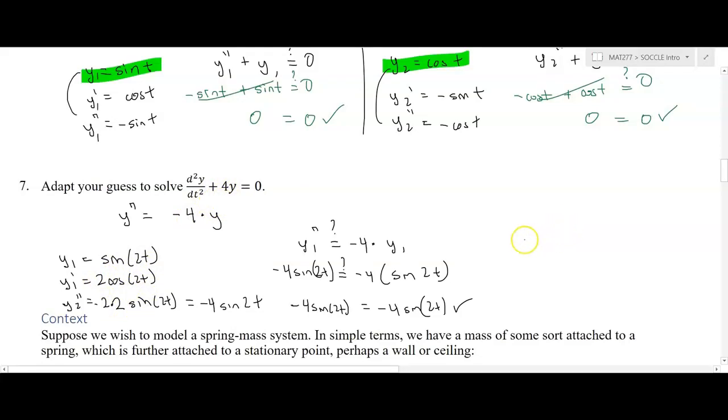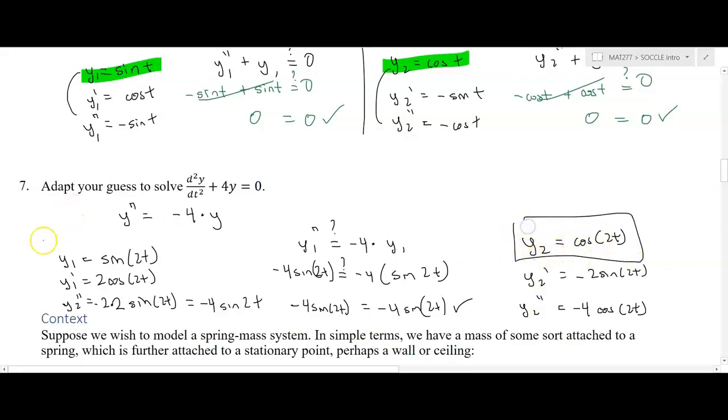And another one that will probably work is y2 equals cosine 2t. For similar reasons as above, its first derivative will be negative 2 sine of 2t. You take its derivative again, you get another multiple of 2, which is going to be negative 4 cosine of 2t. And you can see that y2 double prime is in fact negative 4 times y2. So there's one solution, there's another solution, and you can see that again, we have 2 solutions to a second order equation.